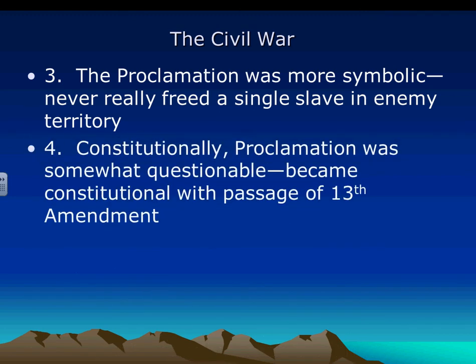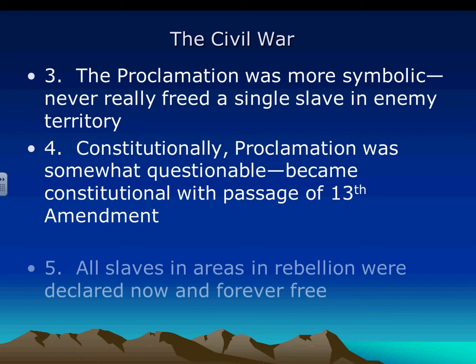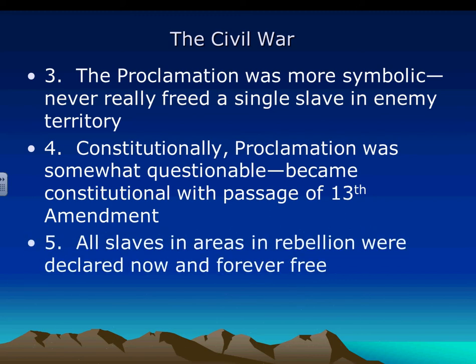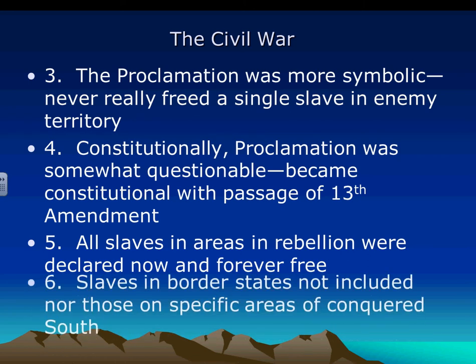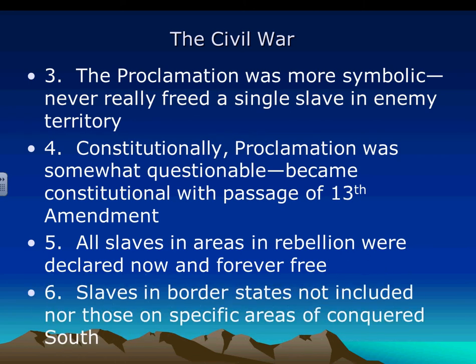Constitutionally, the proclamation was somewhat questionable, but the 13th Amendment will settle that, because it will end involuntary servitude or slavery in the United States in 1865. All slaves in the area in rebellion were declared now and forever free. Of course, this infuriated the South and forced them to fight on. But the slave and border states were not included.